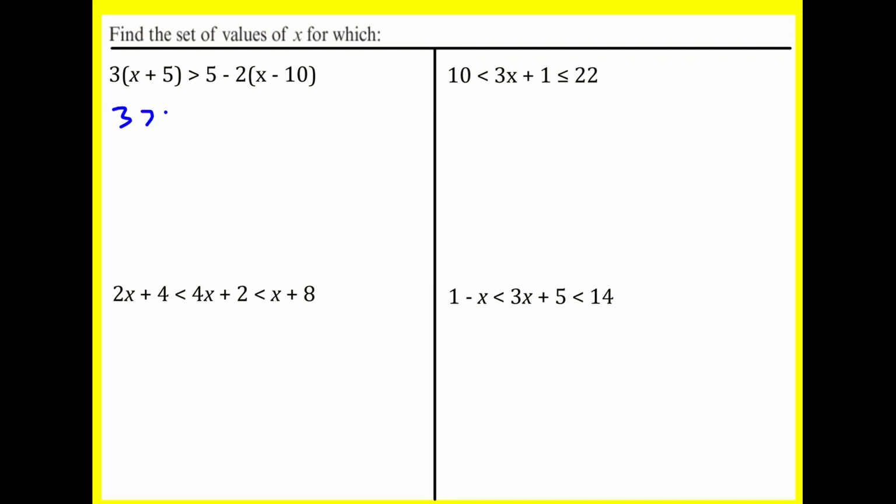This first one, multiply the bracket. 3x plus 15 is greater than 5 minus 2x plus 20. Add 2x onto both sides, so it becomes 5x plus 15, then minus 15 from both sides. 5x is greater than 10, so x is greater than 2.